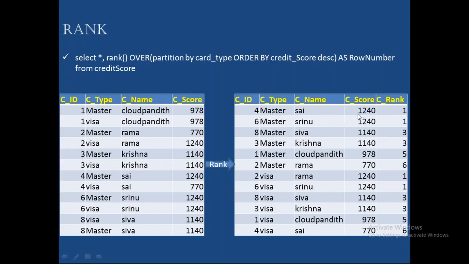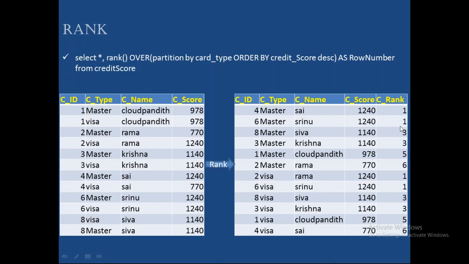In this group, ranking will be given to this particular group. What is the ranking? 1240, 1240. These 2 people have the same score, so the rank will be 1 1. You understood? Rank will be 1 1 because both people have the same score. As the second person is already covered here, the next rank will be 3. So the third rank will be 1140. The second rank will not appear because 2 people occupied the first rank itself. That's why the second rank is skipped.